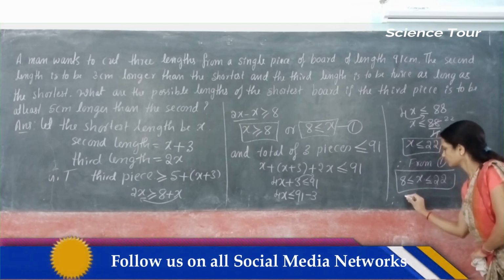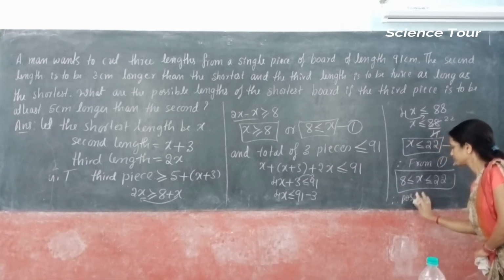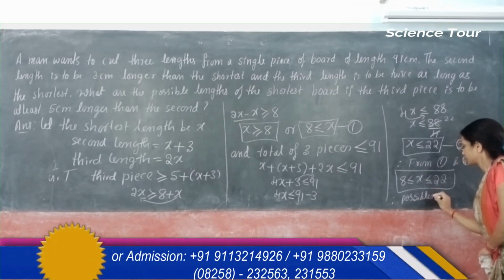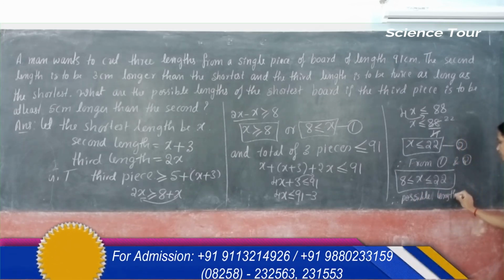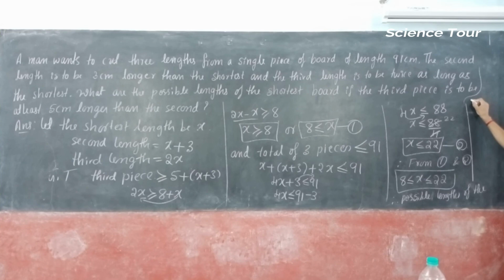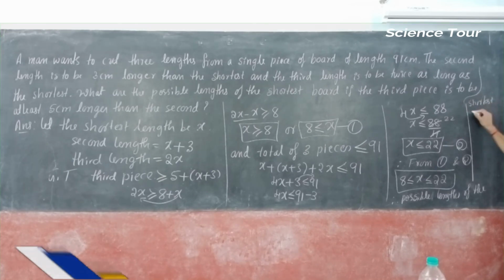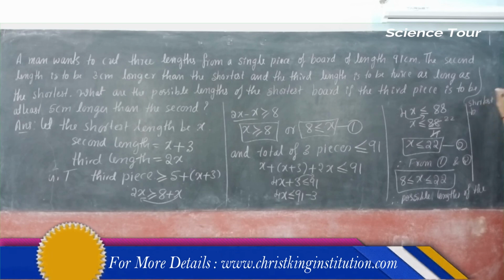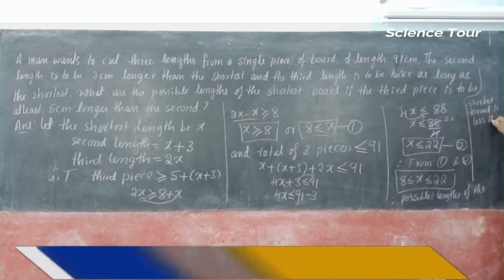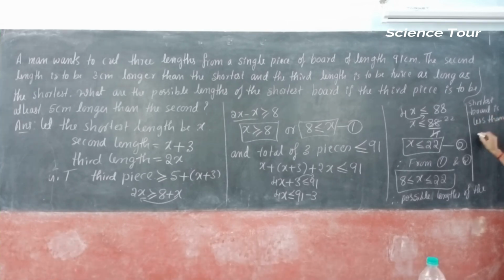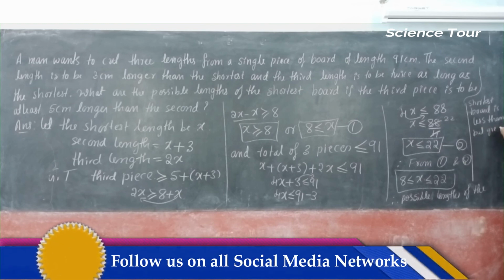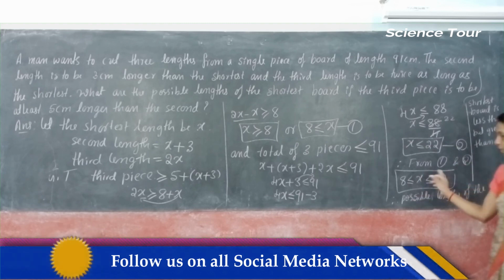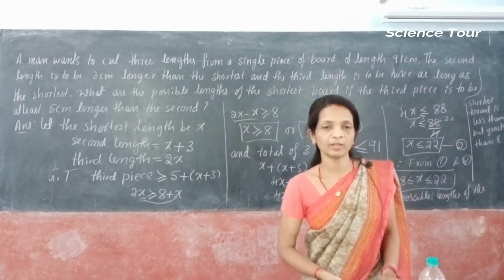So therefore, possible lengths of the shortest board is less than 22 but greater than 8. Greater than 8 and less than 22, you can take any value for x, okay.